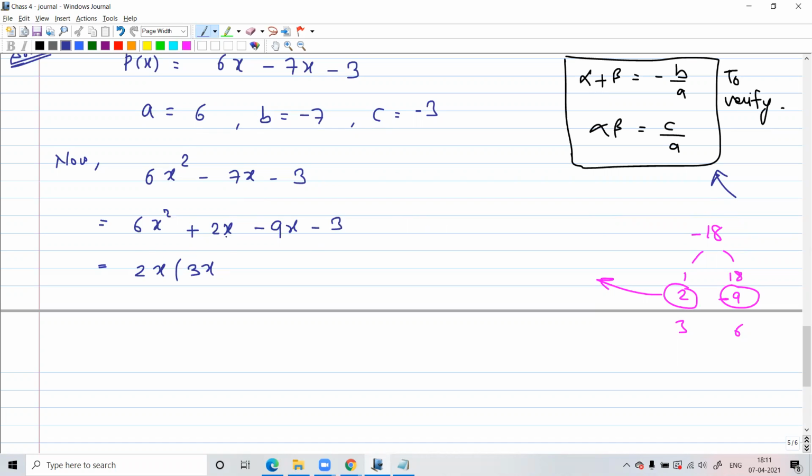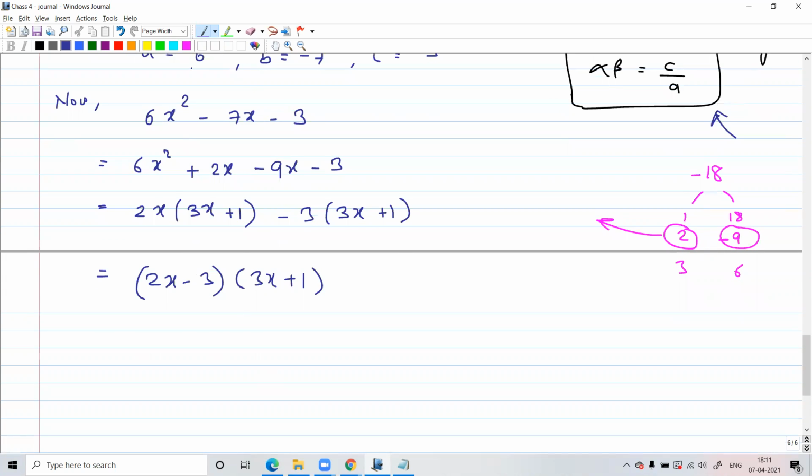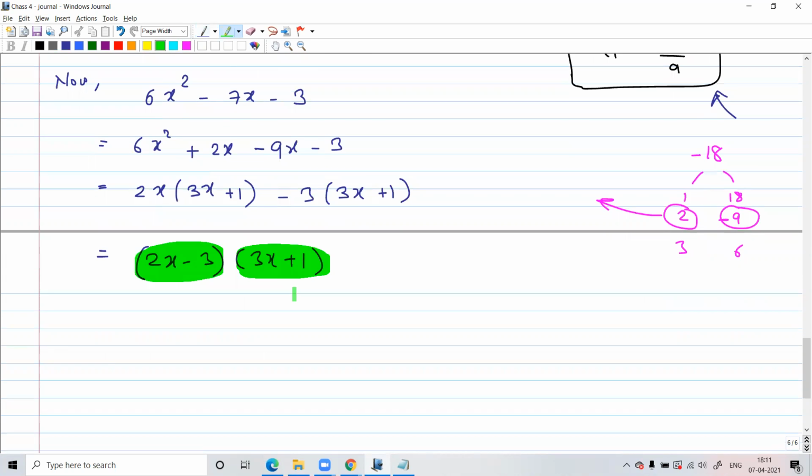So 3x is remaining and here +1. Same way, -3 is common and 3x + 1, and this will become (2x minus 3) and (3x plus 1). So these are the two factors. So I've got the two factors, this is one factor and this is another factor. Now to find the zeros it's very simple: the polynomial will be 0 only when one of these factors is 0.